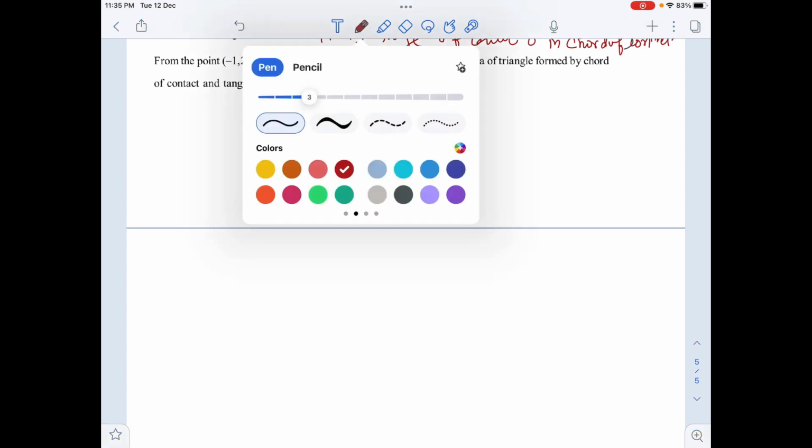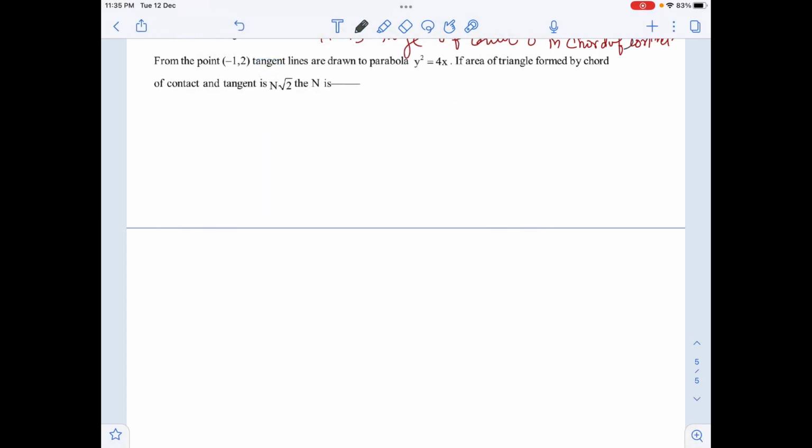चलिए, we'll finish this today's lecture with the last question. So the question is, from the point -1,2 tangent lines are drawn to the parabola y square equals 4x. एक random point है -1,2.